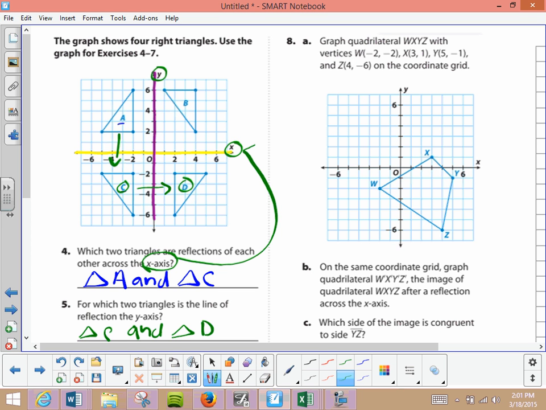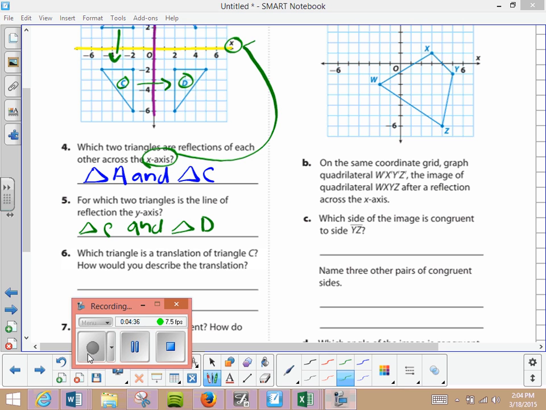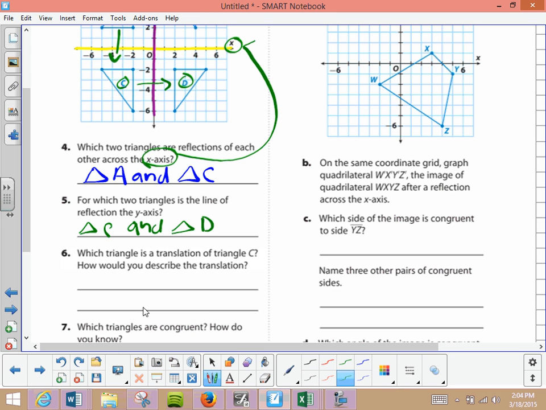Is anybody else confused with that one? Yes. Mm-hmm. But you have to cross that axis, though. The image has to cross it. All right, so which triangle is a translation of C?